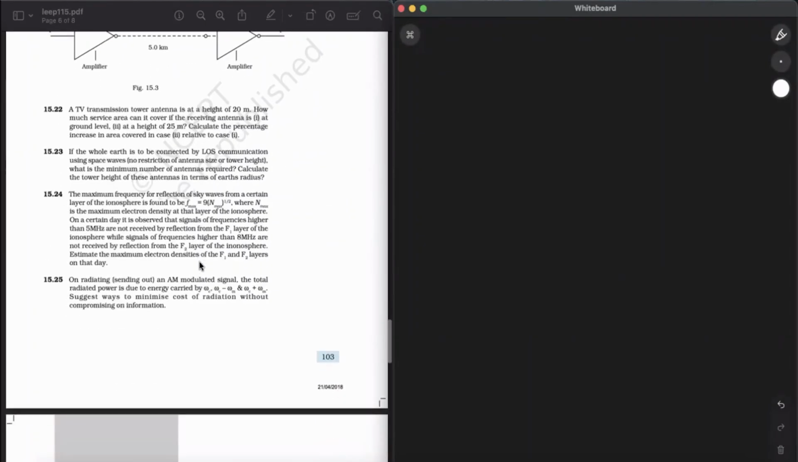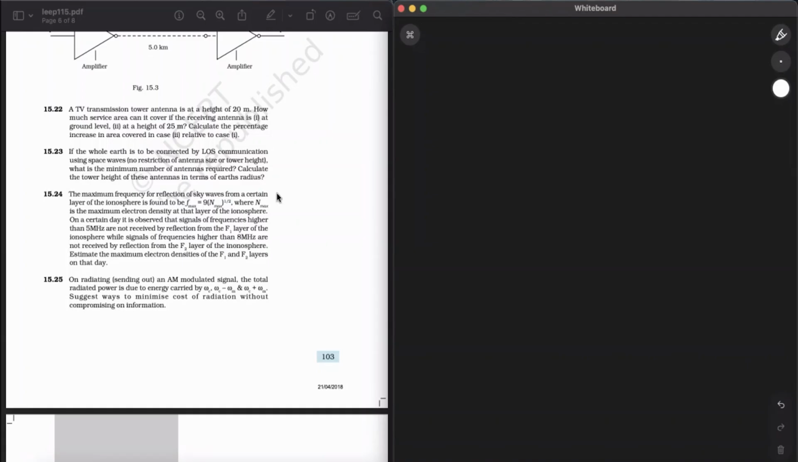Now question number 23. If the whole Earth is to be connected by LOS communication using space waves, with no restriction of antenna size or tower height, what is the minimum number of antennas that are required? Calculate the tower height of these antennas in terms of Earth's radius.